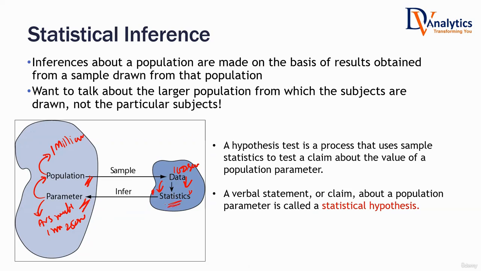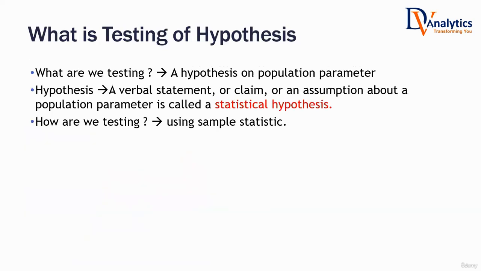We use the sample statistic to infer about the population. We take a decision on the population. This whole process is known as testing of hypothesis. What is testing of hypothesis? What are we testing? A hypothesis on the population parameter. Is the first statement clear? An assumption on the population parameter. Anything that is calculated on the population is known as parameter.